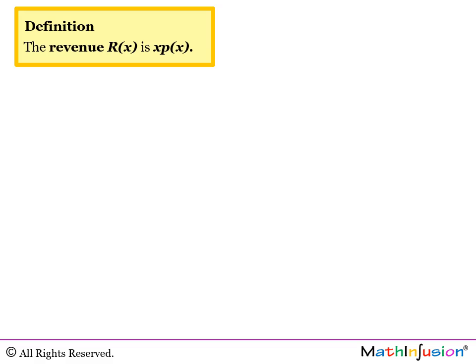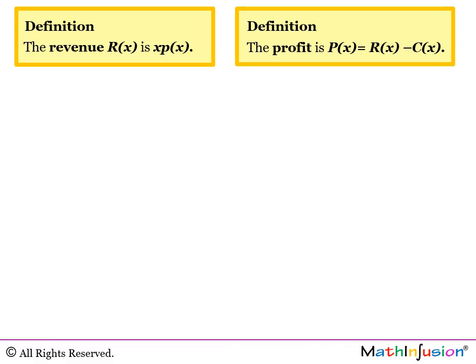Definition: the revenue R(x) is the product of x, the number of items, times P(x), the price of each item when x items are produced or sold. And the profit is the net gain. It is the revenue minus the cost.